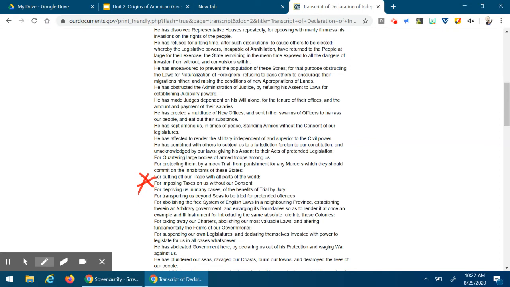But again, these are the 27 clear examples, in Jefferson's mind, of how King George III and his actions violated the social contract theory. And this is the justification for why the colonists are actually declaring their independence.